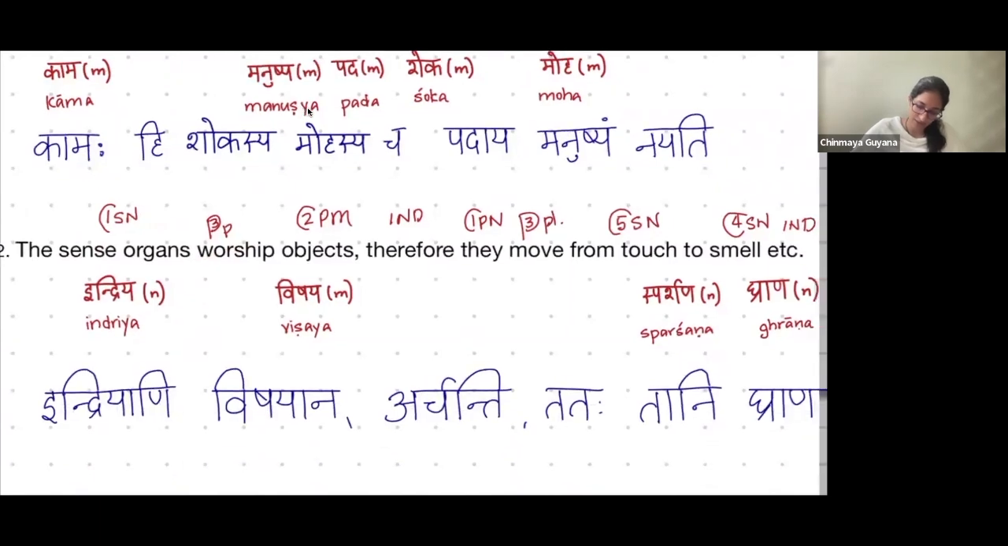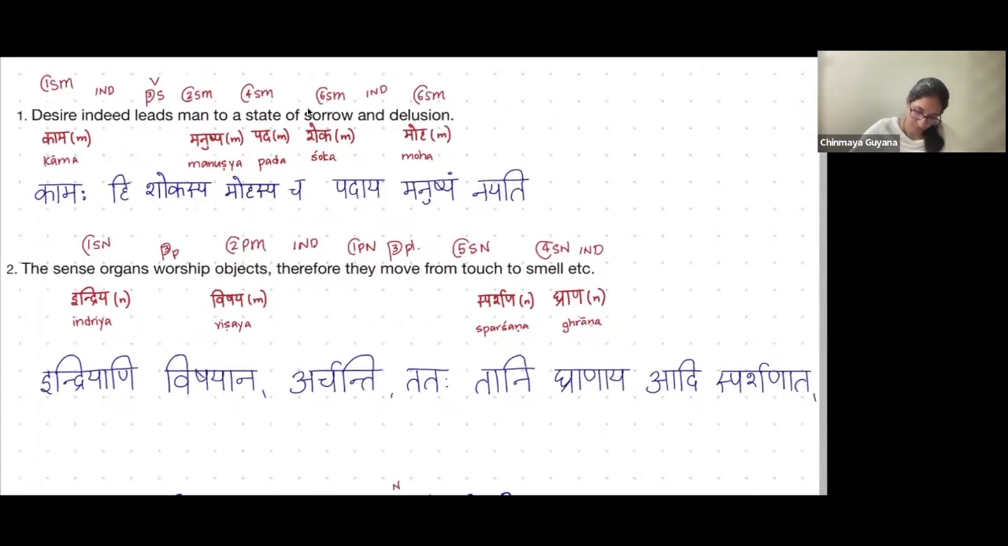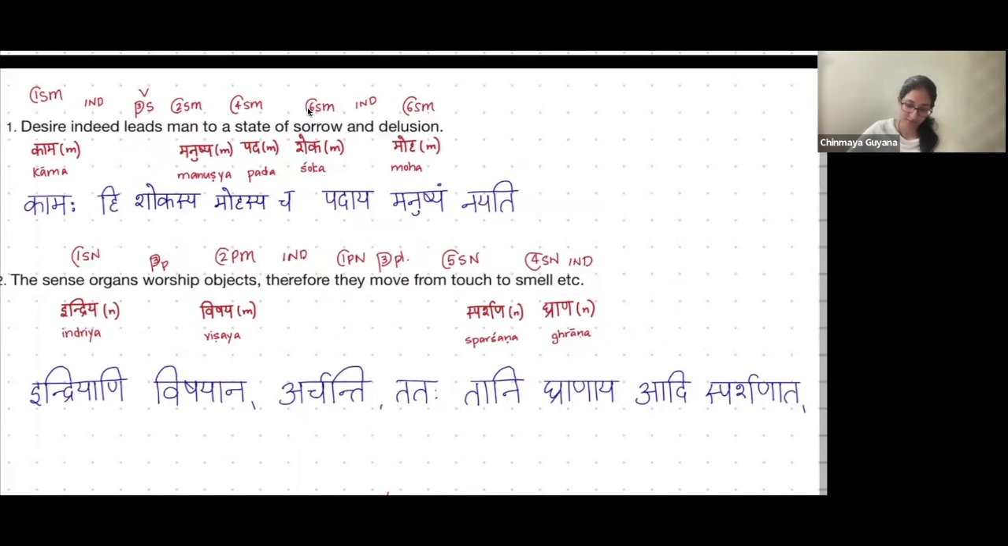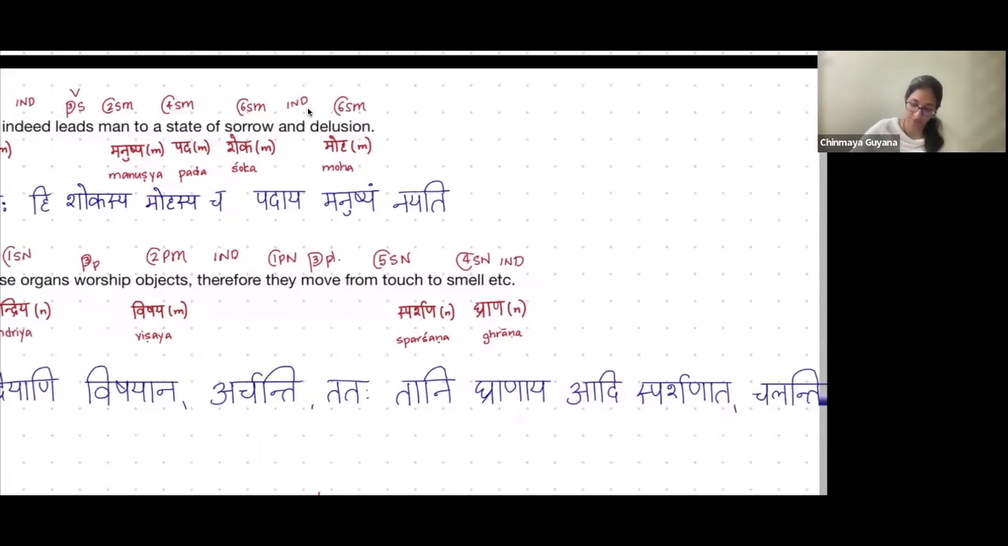Okay, now let's see the translation. Indriyani Vishayan Archanti. If you used another word for worship, but it has to be something I gave, huh? Anything I gave. Archanti, I think Yaj also I had given. Yajanti, huh? As long as you're using something I gave, you're okay. Tataha, therefore, tani, they, ghranaya, adi, sparshanat, cha, chalanti.